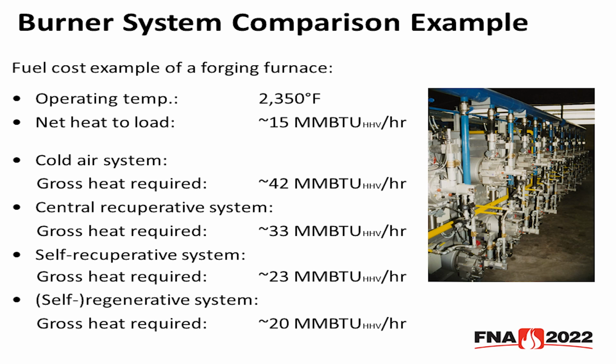Here we have a couple of burner system comparisons. This is a forging furnace operating at 2350 Fahrenheit. The net heat requirement to the load is approximately 15 million BTU per hour. So with the cold air system, the gross input required is approximately 42 million. With a central recuperative system, you're able to reduce that to about 33 million. With self-recuperative, it drops to 23 million. And with regenerative or self-regenerative, you're looking at around 20 million BTU per hour.